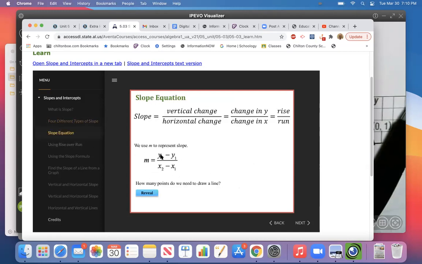Slope equation. Slope is the difference in your y's over the difference in your x's. It's also rise over run. How many points do we need to draw a line? 2.